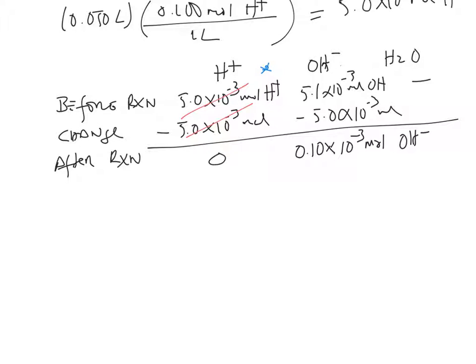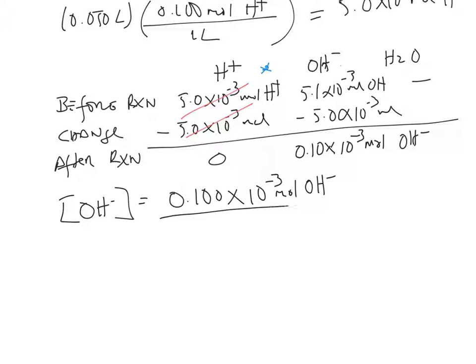Now we need to determine the pH, but the moles that we have are the moles of OH. So we can calculate from this concentration the pOH and then the pH. So how can we do that? Let's first determine the concentration here. The concentration of OH minus will be equal to the moles of OH, 0.1 times 10 power of minus 3 moles of OH, and we divide this by the total volume.